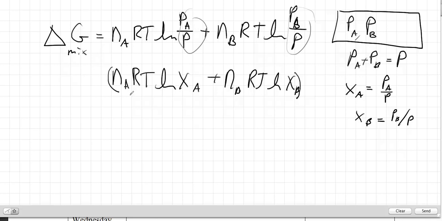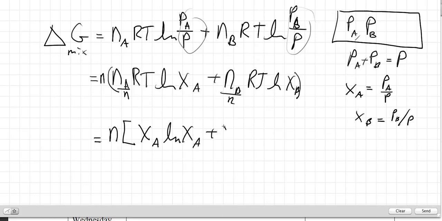And the final thing we can do is we can divide each of these by the total number of moles, which means we have to multiply out here by the total number of moles. And when we do that, we get the total number of moles on the outside, and on the inside we get the mole fraction of A, log of XA, plus the mole fraction of B, log of XB. And that's a nice simple expression for delta G of mixing.